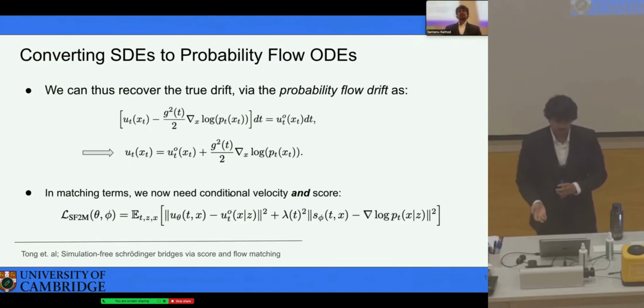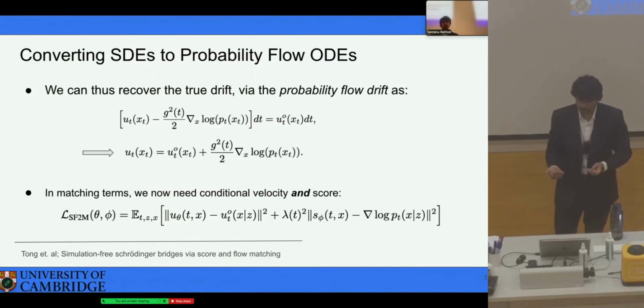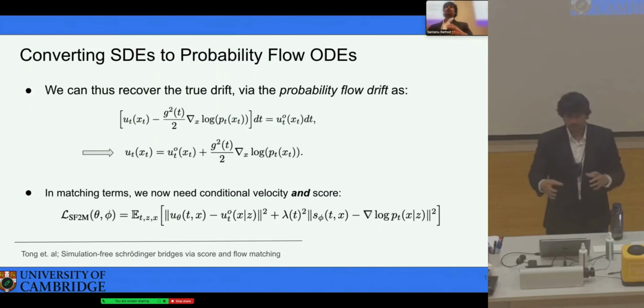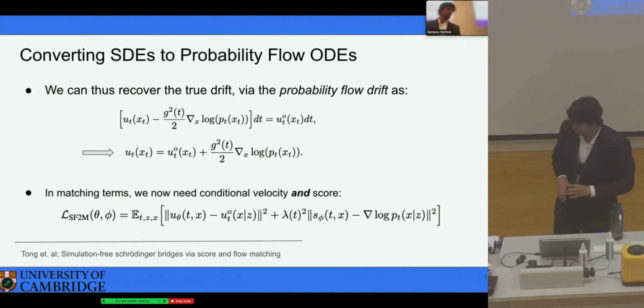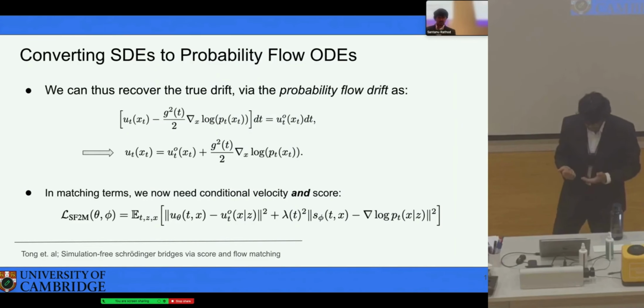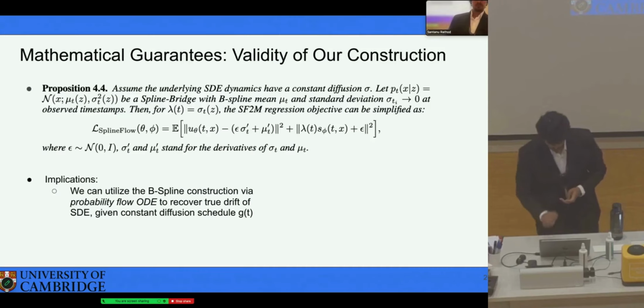And that, in a sense, is what we do. This is motivated by the Simulation-Free Schrodinger Bridges paper from Alexander Tong. Compared to that paper, the difference here is that instead of just using linear Brownian paths, we use spline bridges.